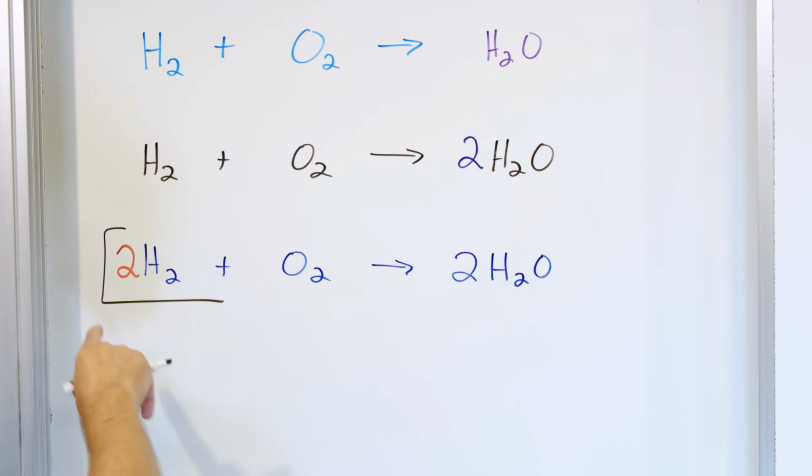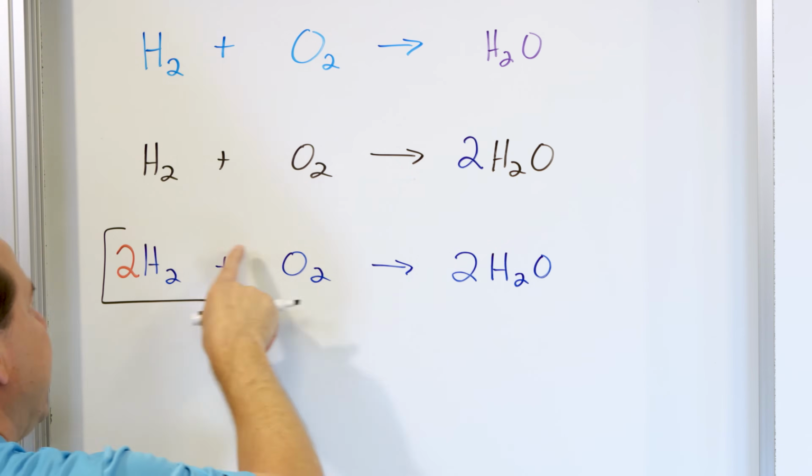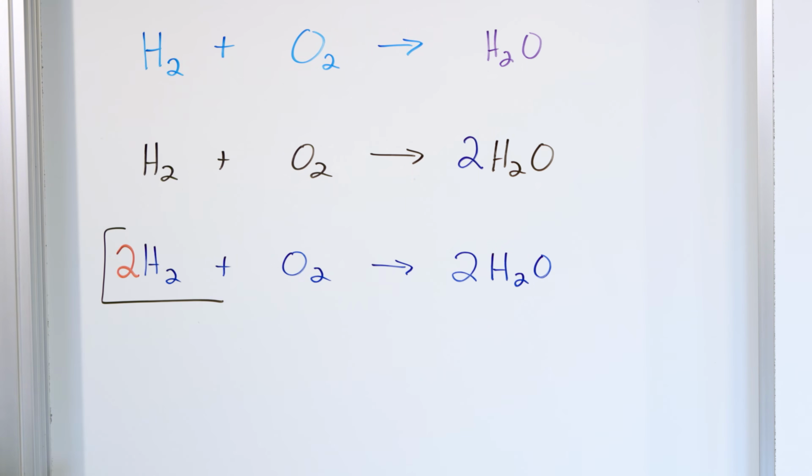All right, same atoms on the left and the right. We do not change any subscripts anywhere. We only can change the coefficients, and that's all we want to be able to do. And we want the lowest whole number coefficients we can get.